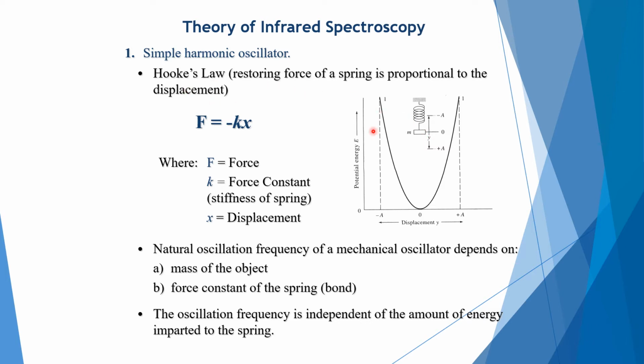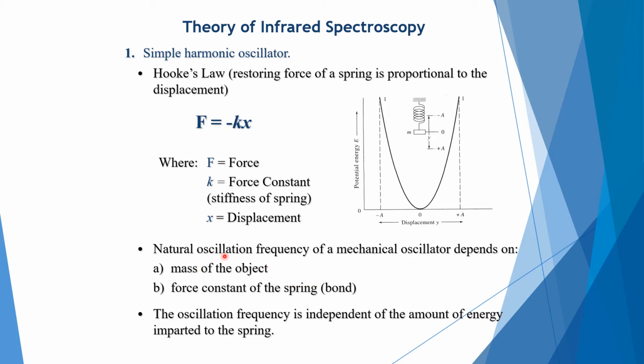So we can express the force: the restoring force of a spring is proportional to its displacement, and that law is called Hooke's law. According to Hooke's law, the force is equal to minus kx, where F is the force, k is the force constant of the spring, that is the stiffness of the spring, and x is the displacement. The natural oscillation frequency of the mechanical oscillator depends upon the mass of the object and the force constant of the spring.